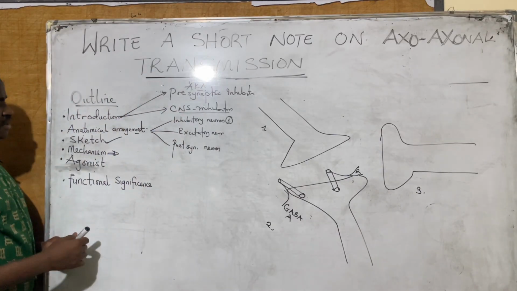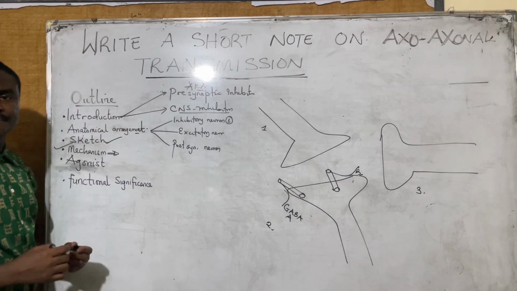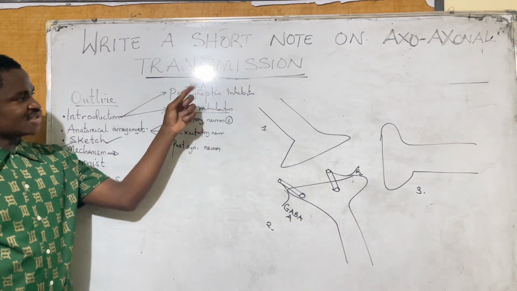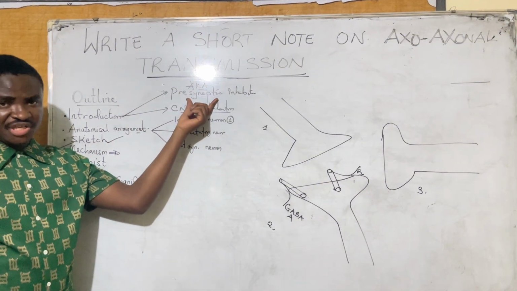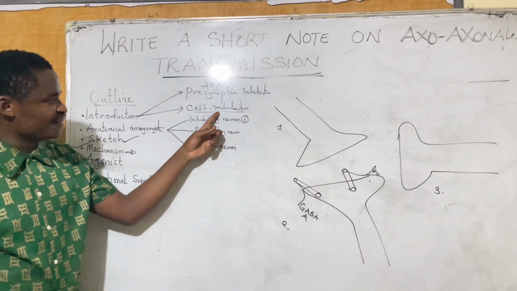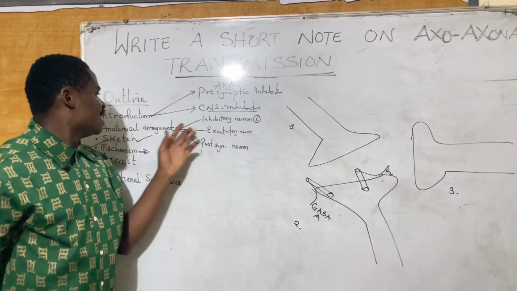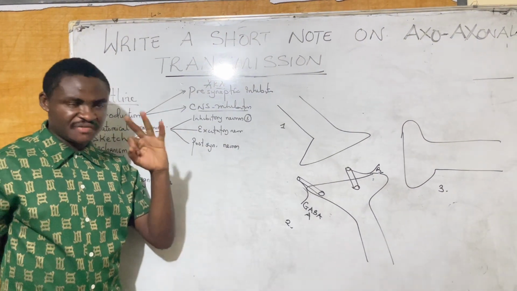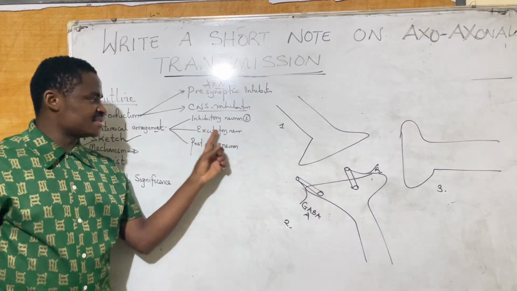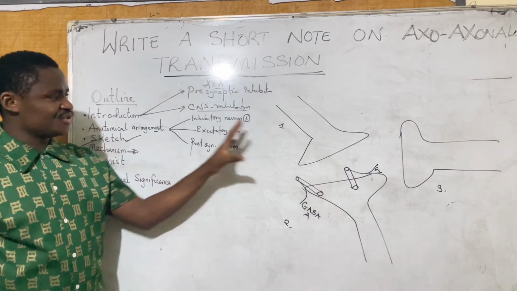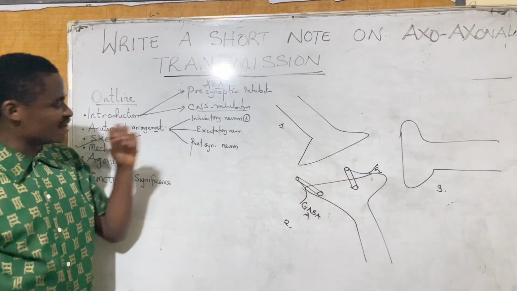All right. So now let's discuss the mechanism. So what have we discussed so far? Intro: we have said that axo-axonal transmission is also called presynaptic inhibition, and it is one of the ways in which the CNS does inhibition. For anatomical arrangement, we said there were three: inhibitory neuron, excitatory neuron, and postsynaptic neuron. For the sketch, you can still see it being shown here for you.